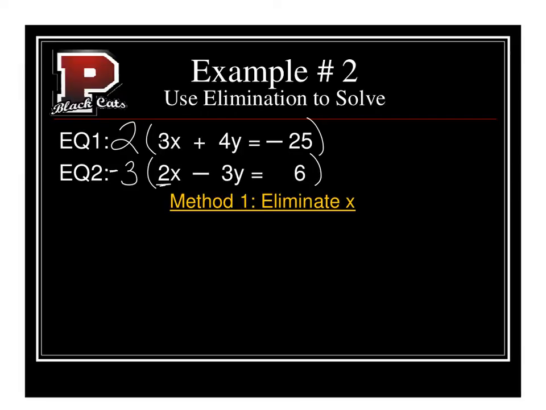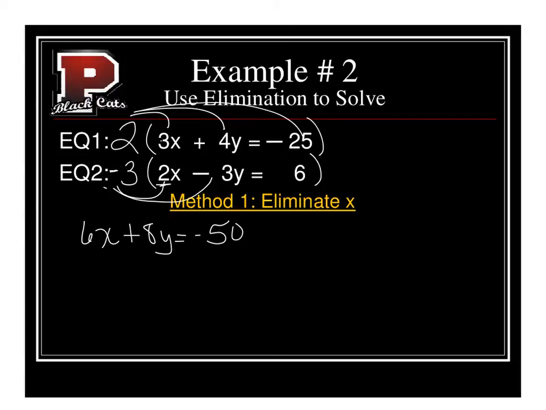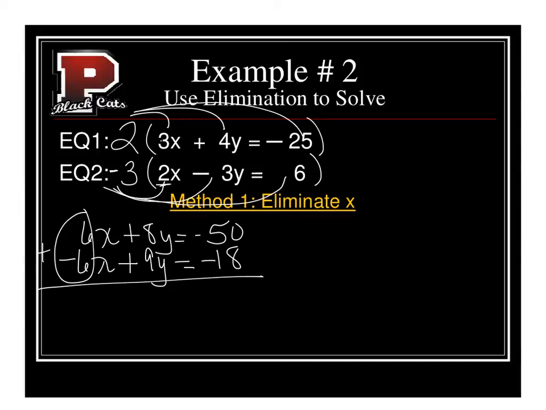So all I'm going to do is take equation 1 and distribute the 2 all the way across to everything. So I'm going to get 6x plus 8y equals negative 50. And then I'm going to distribute my negative 3 to everything in the second equation. So I'm going to get negative 6x, negative times negative is a positive 9y, and I'm going to get a negative 18. So what happens is I have same number, opposite sign, so I can add those two together.